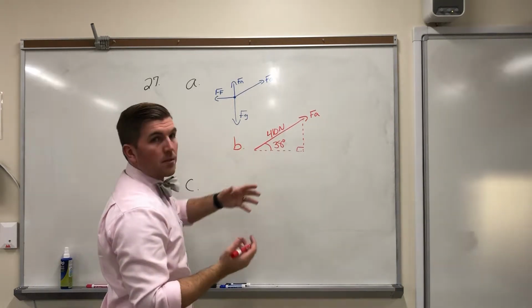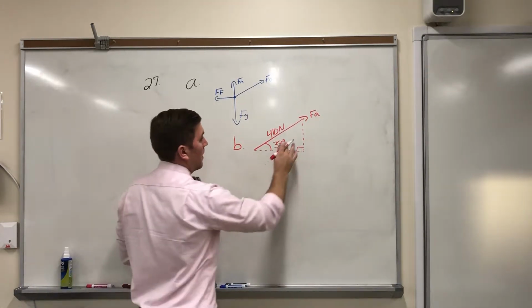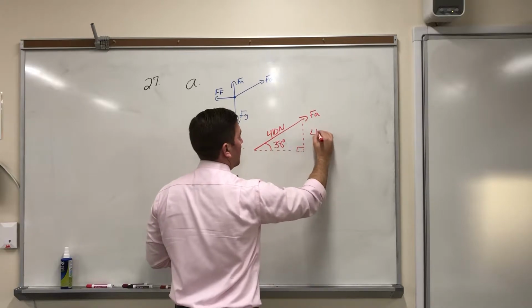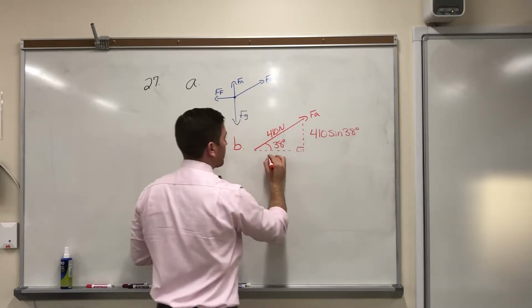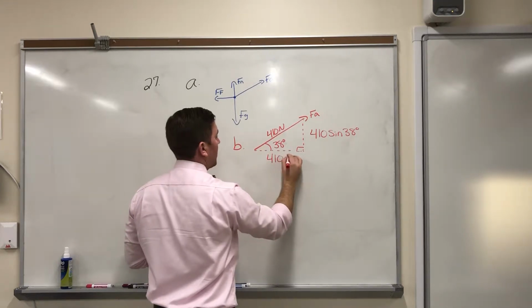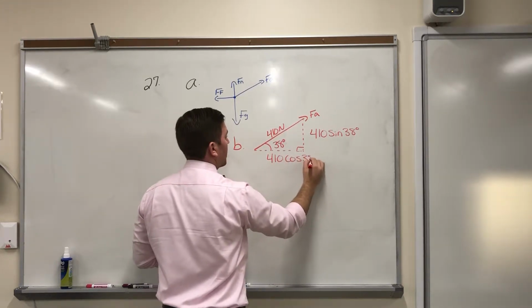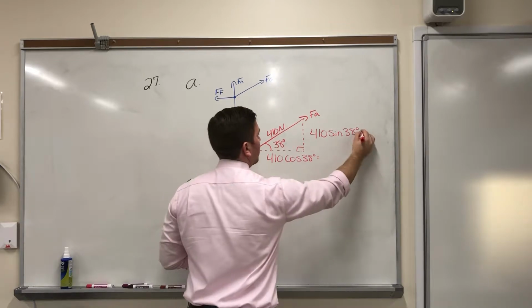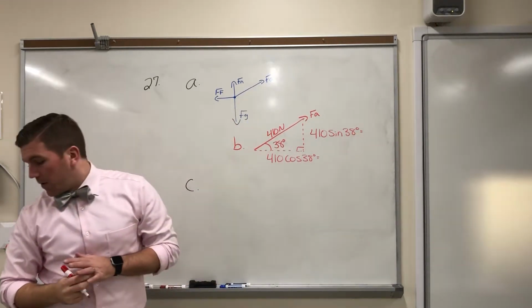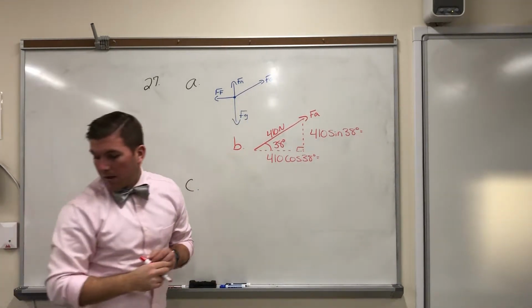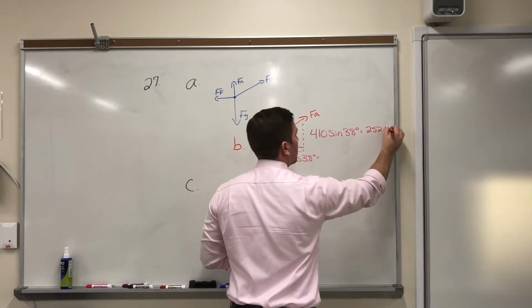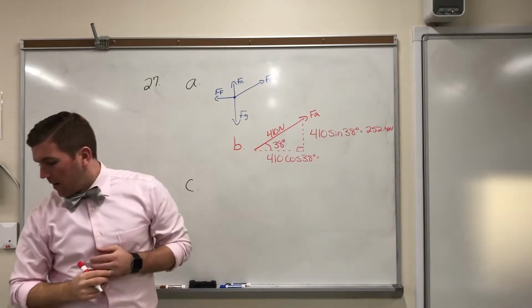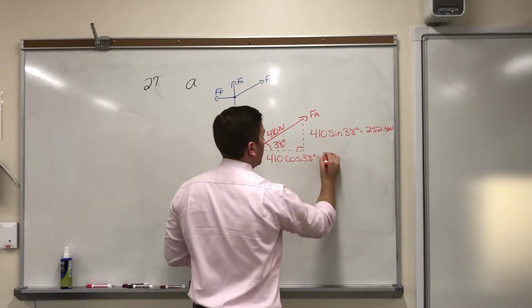So now this is just some pretty simple trig. This is the opposite side, so I have 410 times the sine of 38 degrees, and this is the adjacent side, so that would be 410 times the cosine of 38 degrees. So when I solve those, plug them into your calculator, 252.4 newtons for the y, and the x is 323.1.